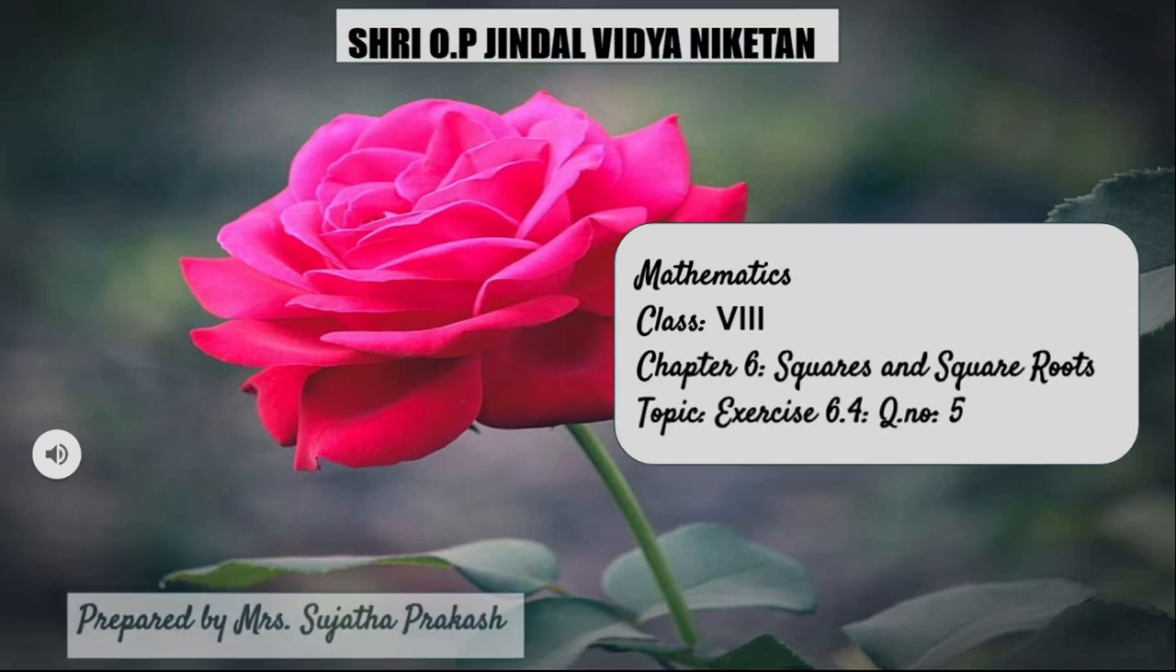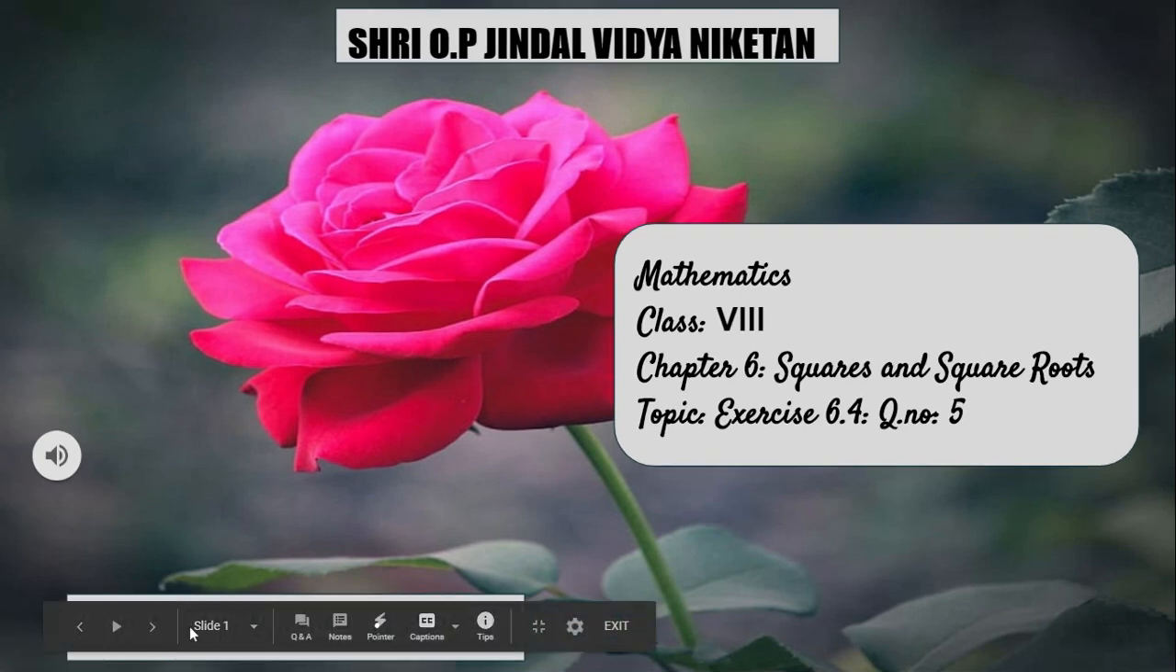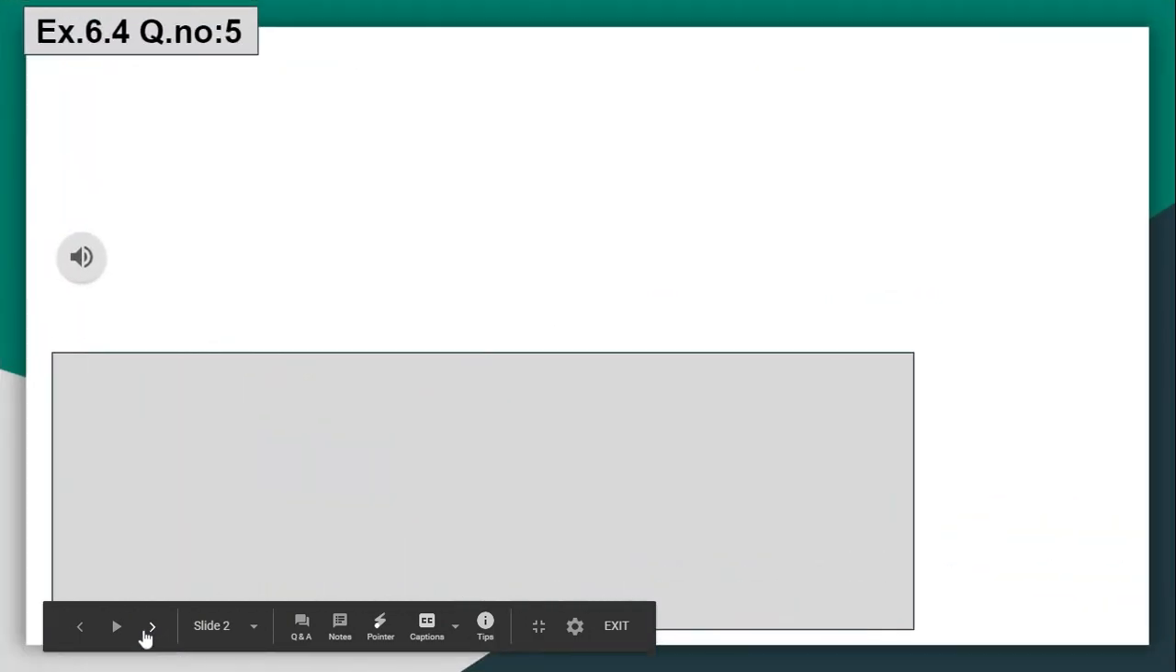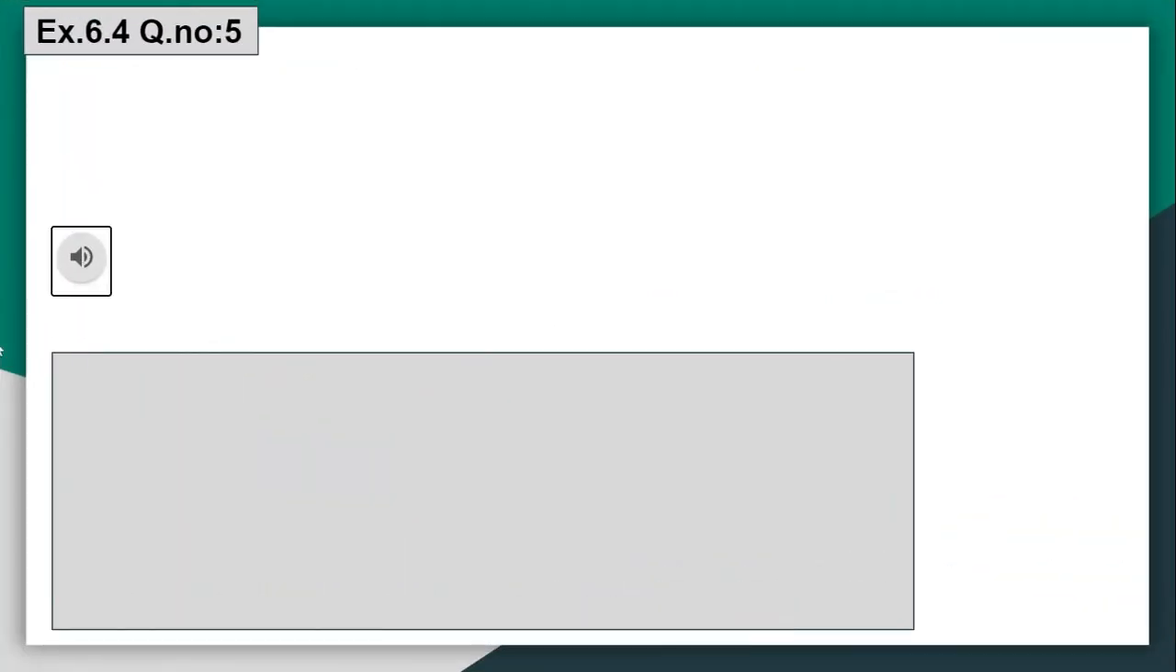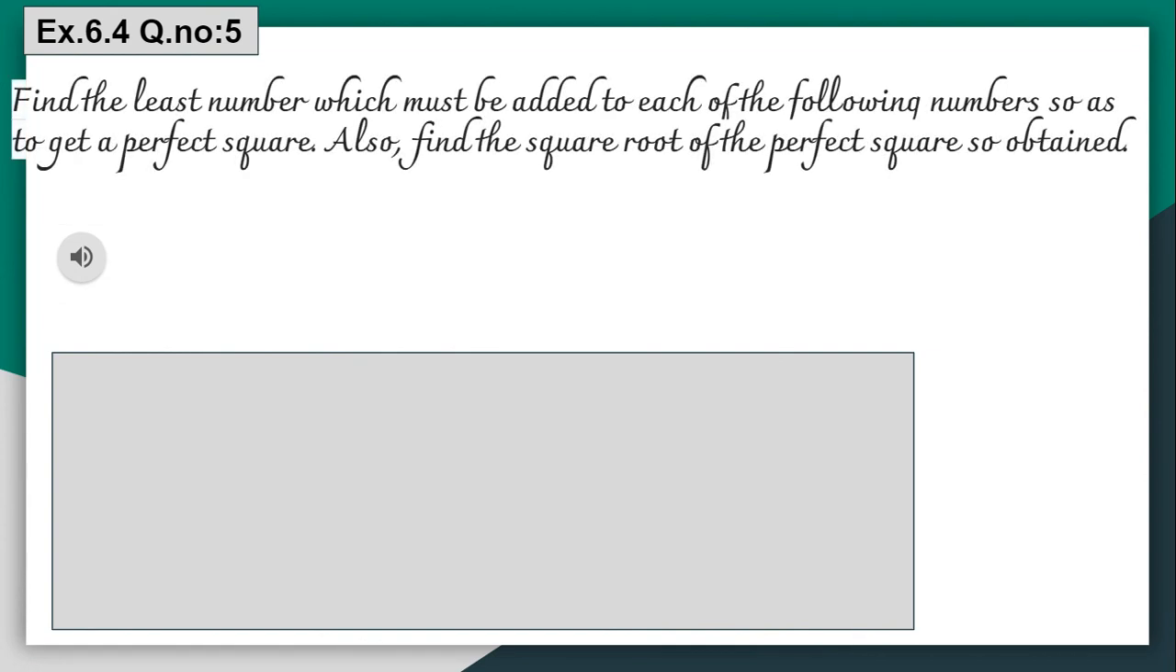Our today's topic is exercise 6.4, question number 5. Let us start. Find the least number which must be added to each of the following numbers so as to get a perfect square. Also find the square root of the perfect square so obtained.